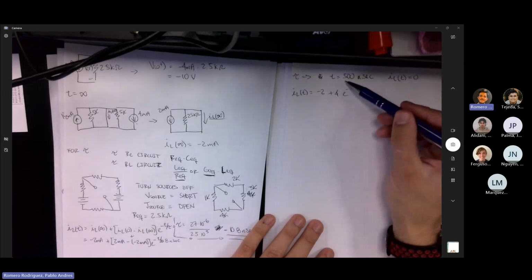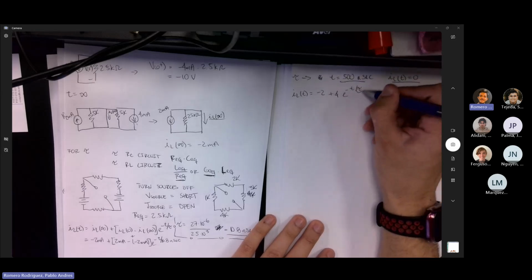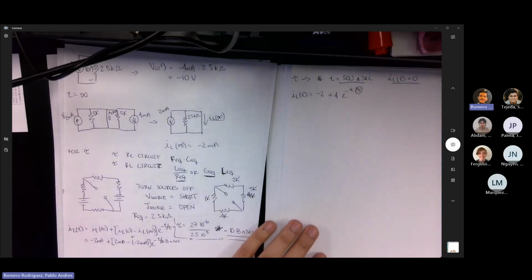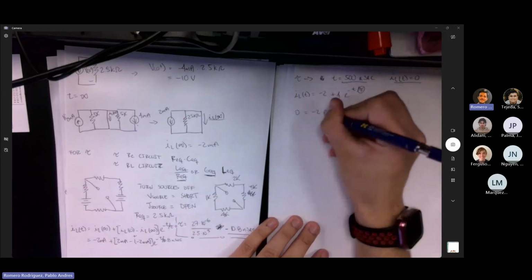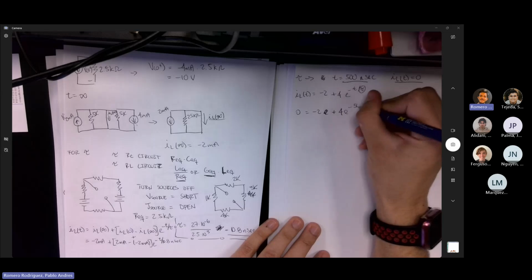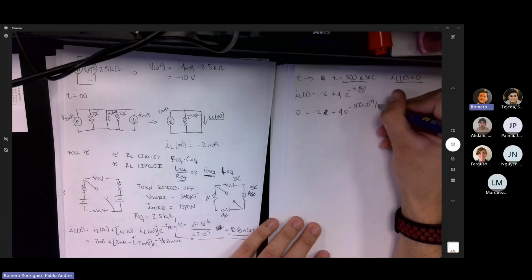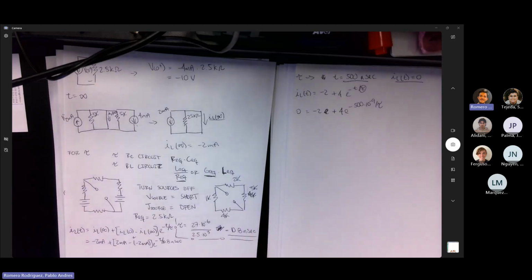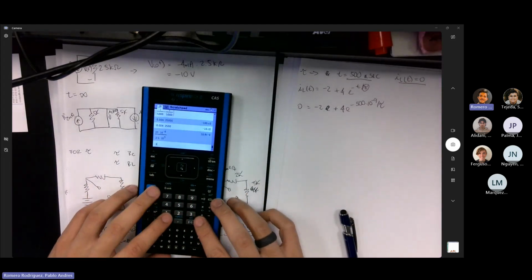So if I have this value and I have this value, I'm gonna have to find a tau that gives me those two, right? I'm gonna have 0 is equal to -2 plus 4e to the -500 times 10 to the -9 over tau, right? Then on your calculator, you do -2.